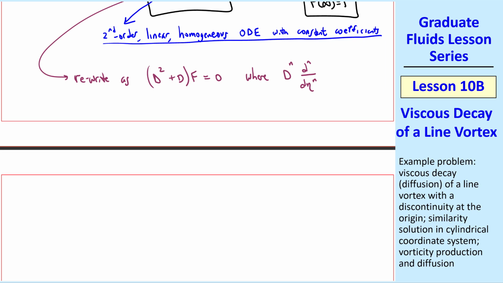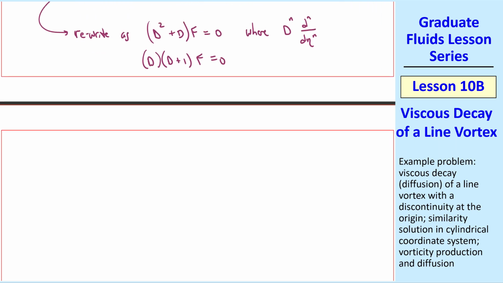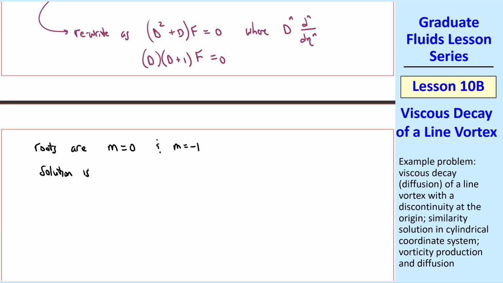And the nice thing about this is we can factor it. Here simply D times D plus 1 f equals 0. And the solution method involves finding the roots, which we typically call m equals 0 and m equals negative 1. In other words, m equals 0 and m equals negative 1 are the roots of this equation. And the solution, as you recall, is to say that f equals some constant c1 e to the first m, which is 0 times eta, plus some constant c2 e to the second m, which is negative 1 times eta.